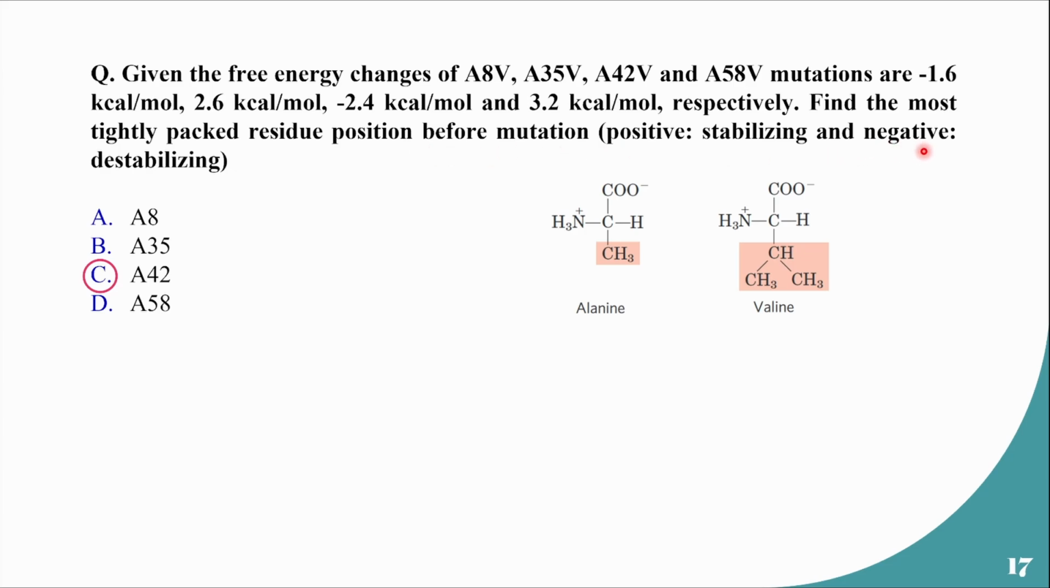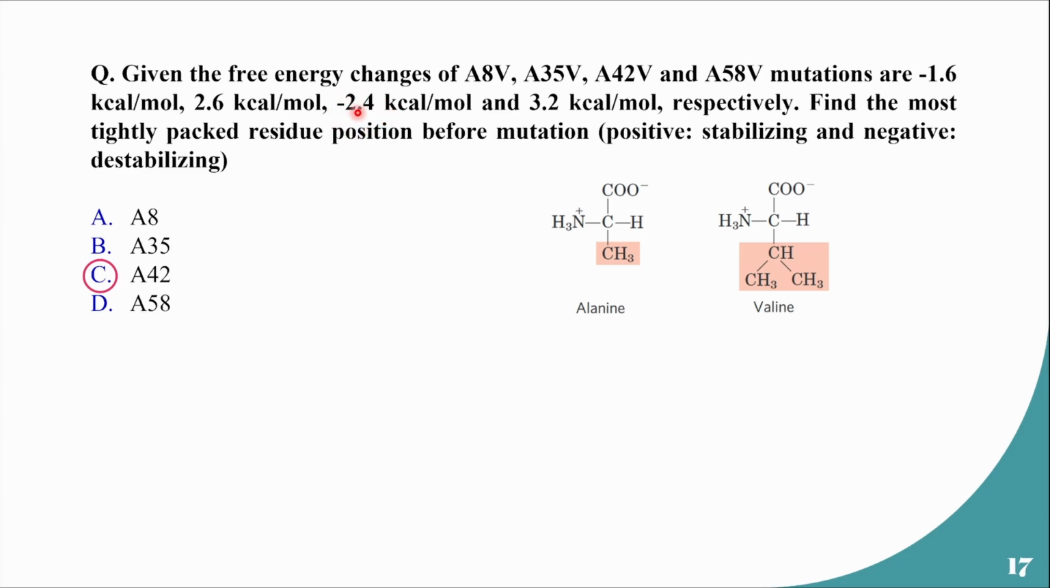And here the negative values are being given as destabilizing. So which one of these mutations has the most negative value? If we compare, we see that A42 to V has a negative value of minus 2.4 kcal per mole compared with the other ones. That means that in the 42nd position, since it was already highly tightly packed, the alanine to valine mutation created high steric hindrance, which means that part of the structure was destabilized, which in this sign convention is the most negative value.